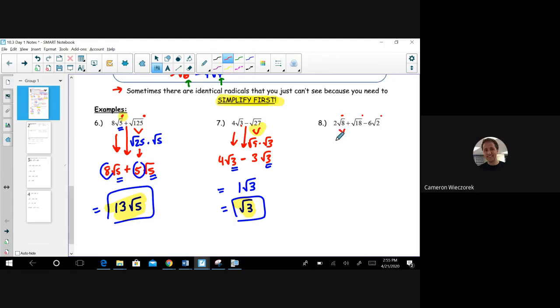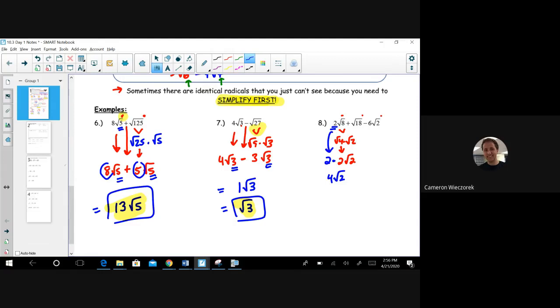But rad 8, I know is rad 4 times rad 2. This comes out as a 2. So I get 2 rad 2. Make sure you notice from the beginning there was another 2 in front. So that's got to come down, and that's going to multiply by the 2 that I brought out of the house. So that 2 rad 8 simplifies to 4 rad 2.